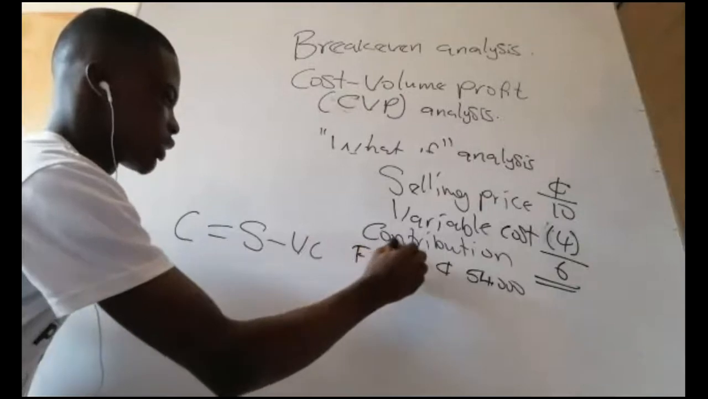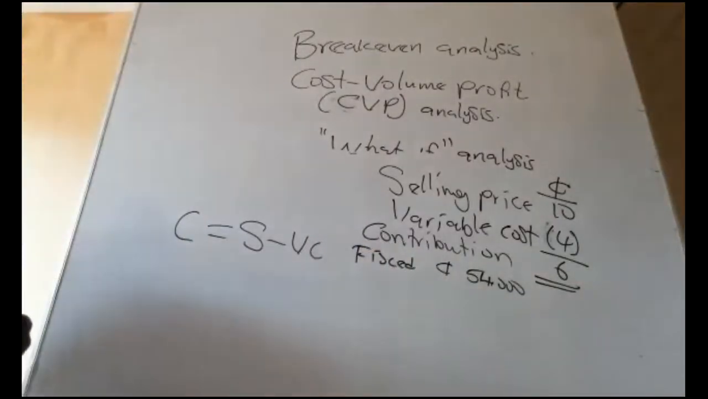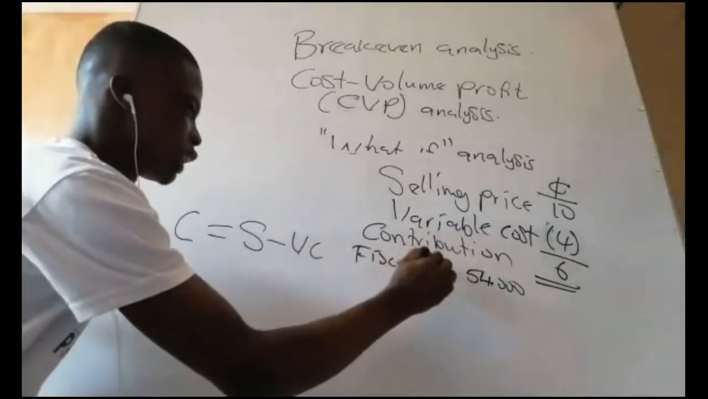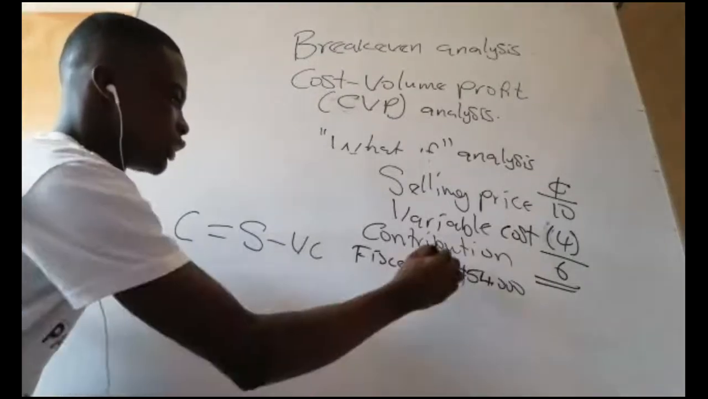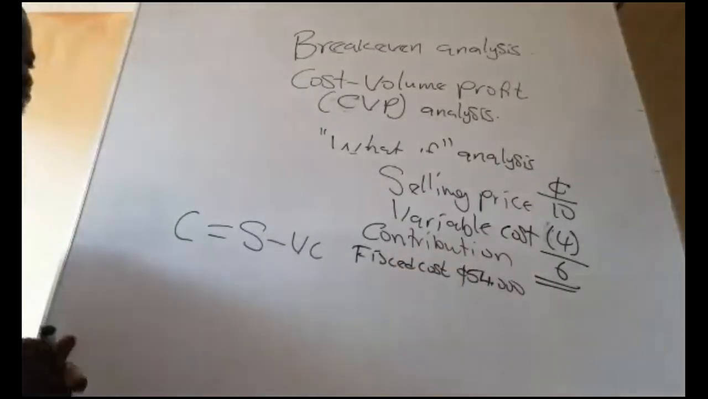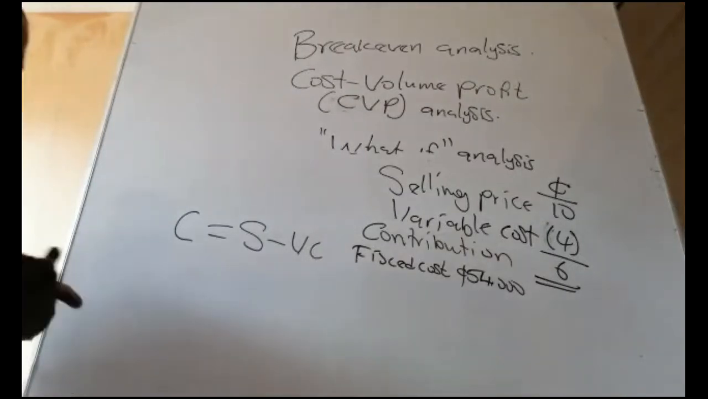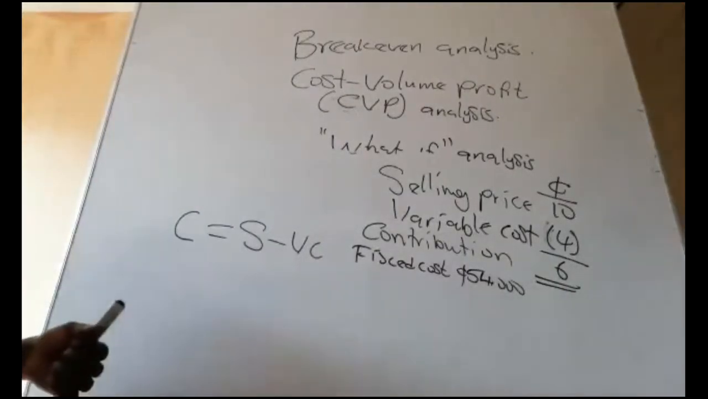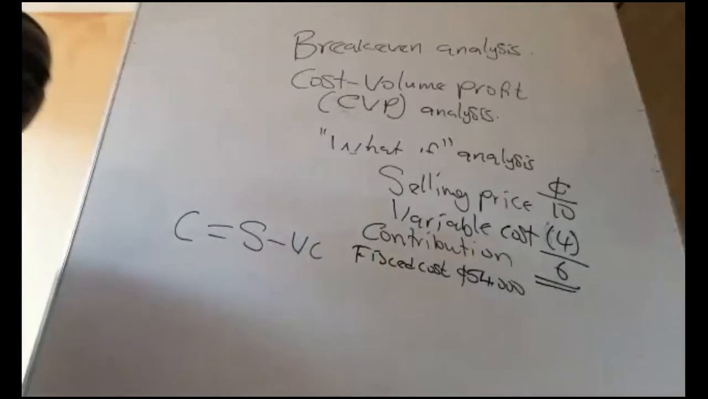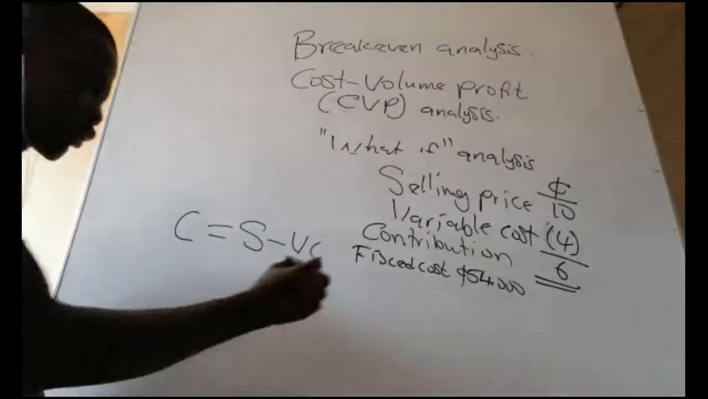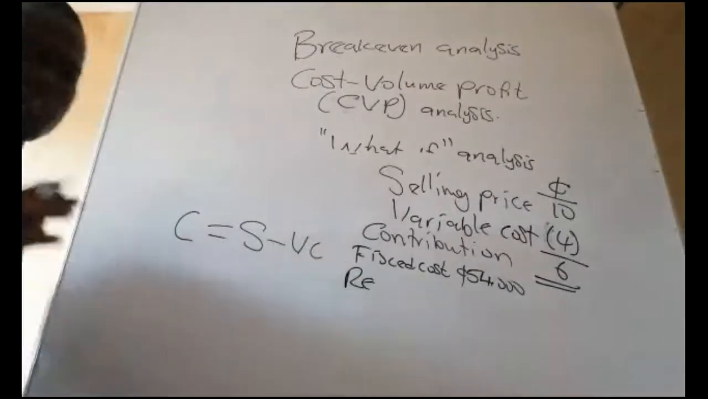So fixed cost. The fixed cost is 54,000. So fixed cost is here, Ghana cedi of 54,000. Good. We are done. Now required. You are required to prepare profit statements on the following. Prepare income statement. Required. But I've not even started the game. Not at all.